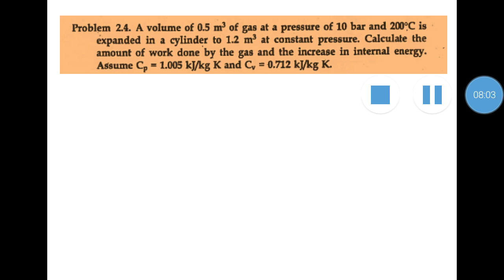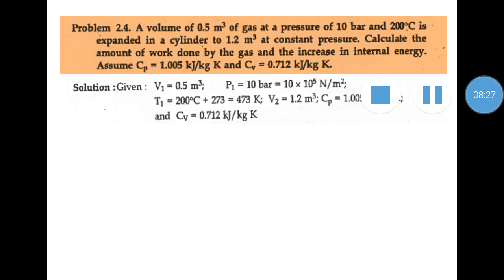We have to calculate the amount of work done by the gas during that constant pressure heating, and also we have to find out the increase in the internal energy. For this we assume he has given Cp, the specific heat at constant pressure, equal to 1.005 kilojoule per kg Kelvin, and Cv is given 0.712 kilojoule per kg Kelvin. So the given data: V1 volume of 0.5 meter cube, gas at a pressure of P1, and P2 is also the same because we are heating at constant pressure.